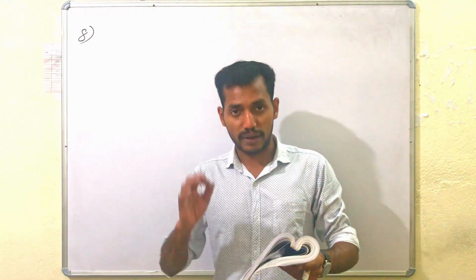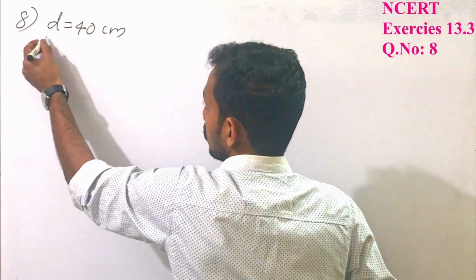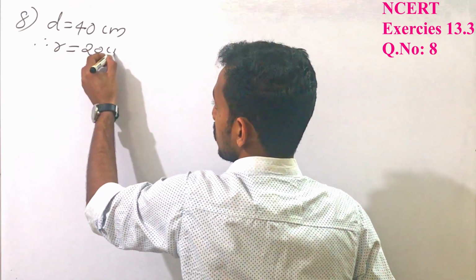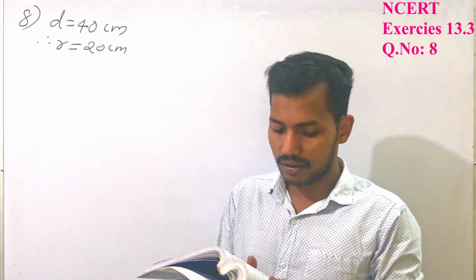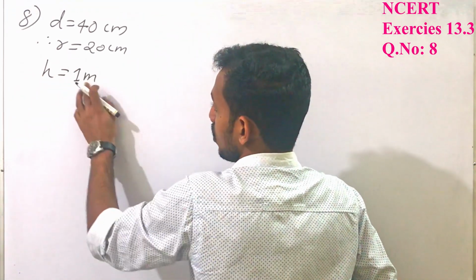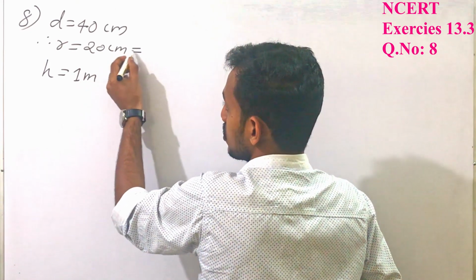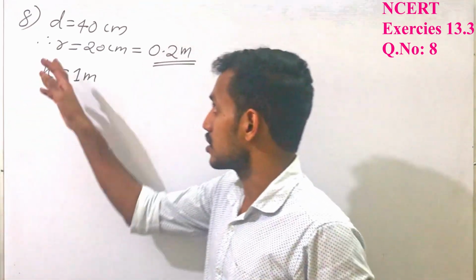Now I am discussing question number 8. A bus stop is barricaded from the remaining part of the road by using 50 hollow cones made of recycled cardboard. Each cone has a base diameter of 40 cm. So diameter is equal to 40 cm, therefore radius is equal to 20 cm. Clear? And height is equal to 1 meter. As height is given in meter, better convert radius into meter, that is 0.2.